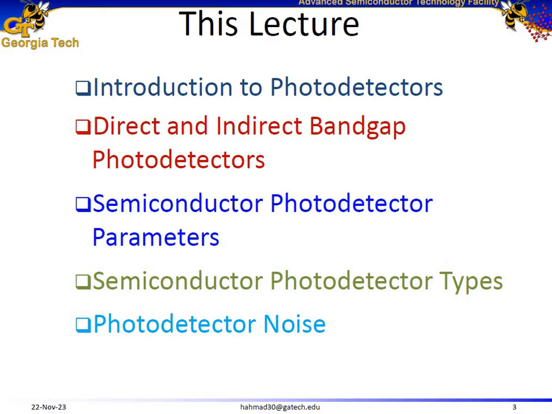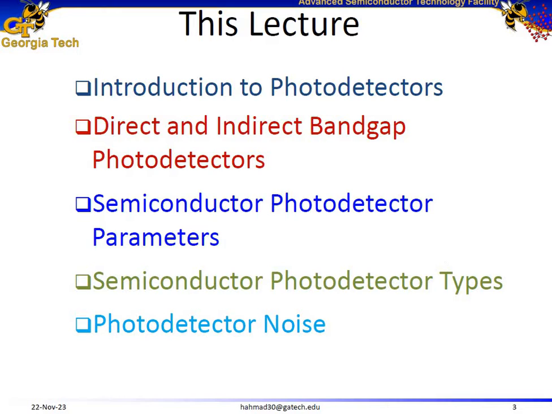Then I will talk about direct and indirect bandgap photodetectors. Then we will discuss semiconductor photodetector parameters, or we can also call them semiconductor photodetector figures of merit. Then I will discuss semiconductor photodetector types, and finally we will talk about photodetector noise.